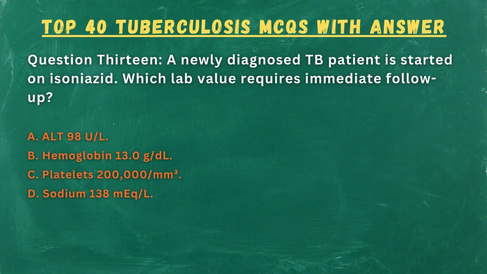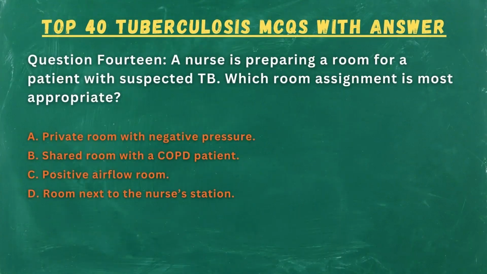Question 13. A newly diagnosed TB patient is started on isoniazid. Which lab value requires immediate follow-up? A. ALT 98 U/L. B. Hemoglobin 13.0 g/dL. C. Platelets 200,000/mm³. D. Sodium 138 mEq/L. Answer: A. ALT 98 U/L.